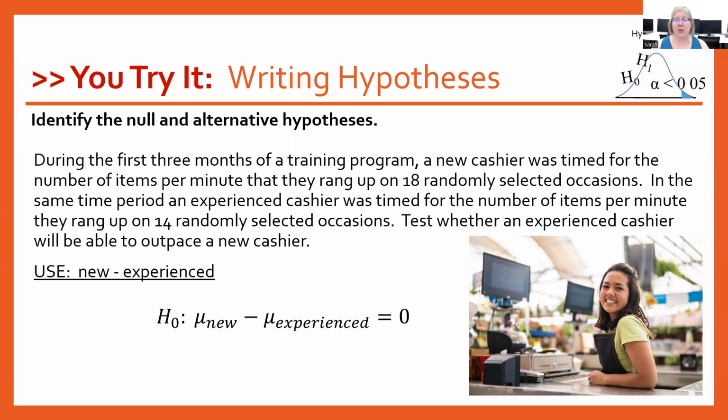So again, we have 2 distinct groups here. You'll notice they're not even the same size. So that's definitely an indicator that you're in a 2-sample t-test. And I have the subtraction set as new minus experienced. So our null hypothesis is the mean of the new minus the mean of experienced is equal to 0. In other words, they check people out at about the same rate of speed.